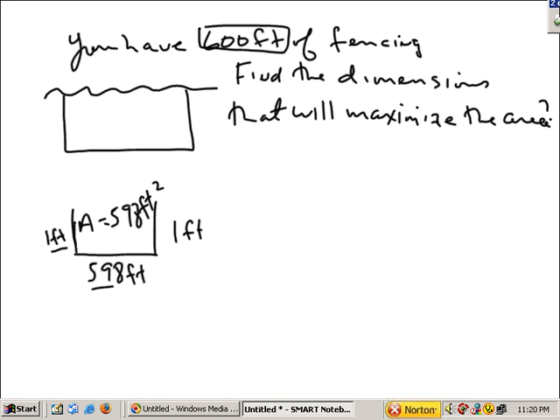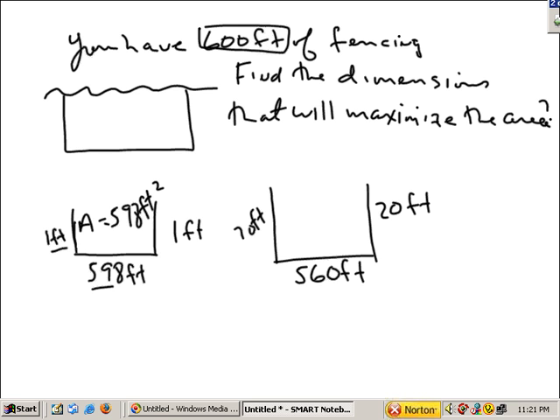Okay, now, maybe you put 20 feet here, 20 feet and 20 feet, so you've used up 40 feet. So you have 560 feet to put here. Well, this area is going to be 20 times 560. 2 times 56 is 112, plus the 0 from the 20 and the 0 from the 560, so 11,200 square feet. Well, this is over 11,000 square feet. And here you had under 600.